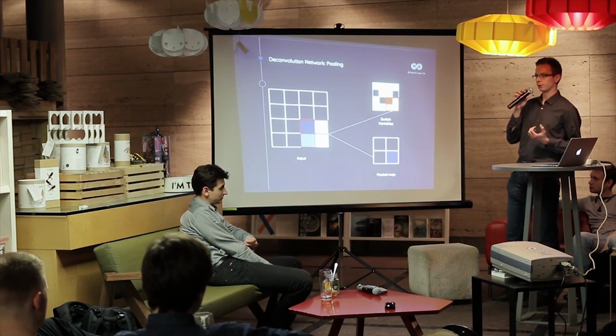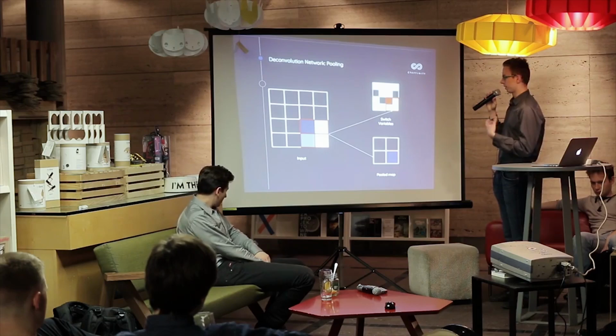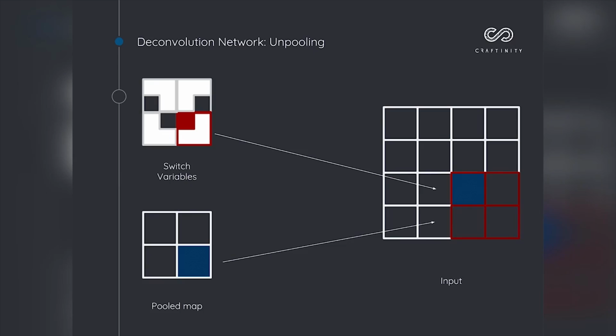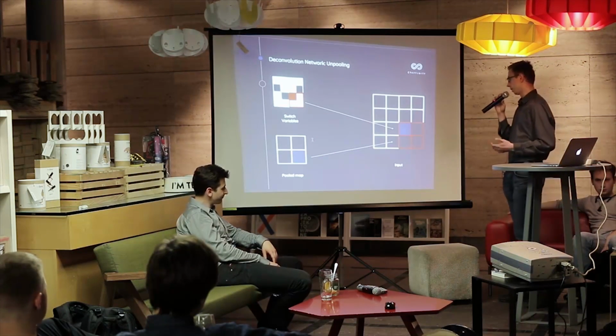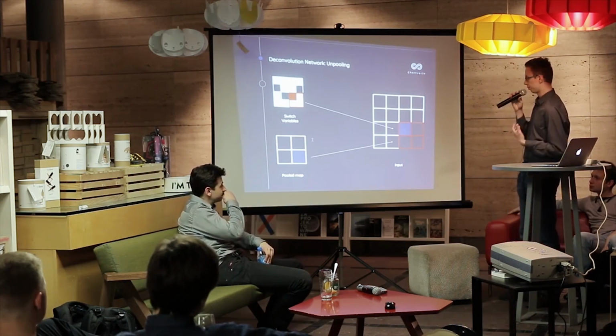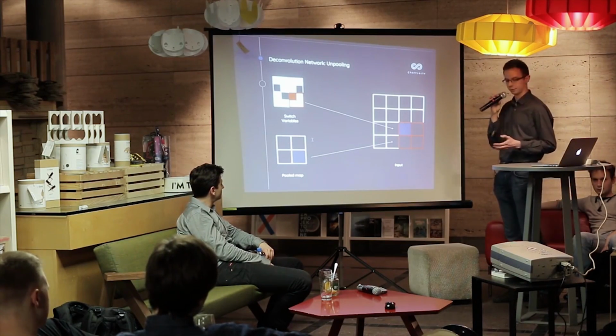For unpooling, we need to remember from which place the max value came. So we have something called switch variables. Now we can remember where the max value was, and we can put the value from the pooled map into the correct place. In the other places, we have just zeros, so we lose information. But at least we put this value from the pooled map into the correct spot.